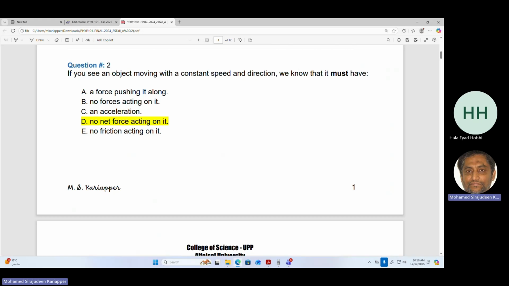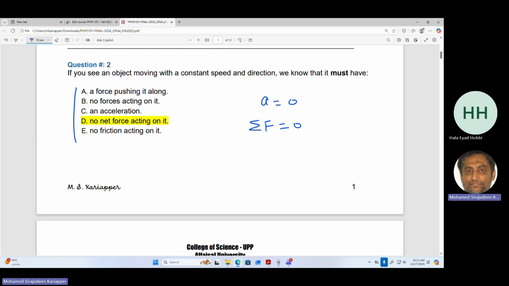So according to that, now we see an object having a constant speed and direction. That means it has a constant velocity. So we know there are many things about this object. We can say its acceleration is zero because it has constant velocity. That means acceleration is zero. So if the acceleration is zero, from Newton's second law, we know the net force is also zero. So if you look at this statement, we can eliminate what is not true.